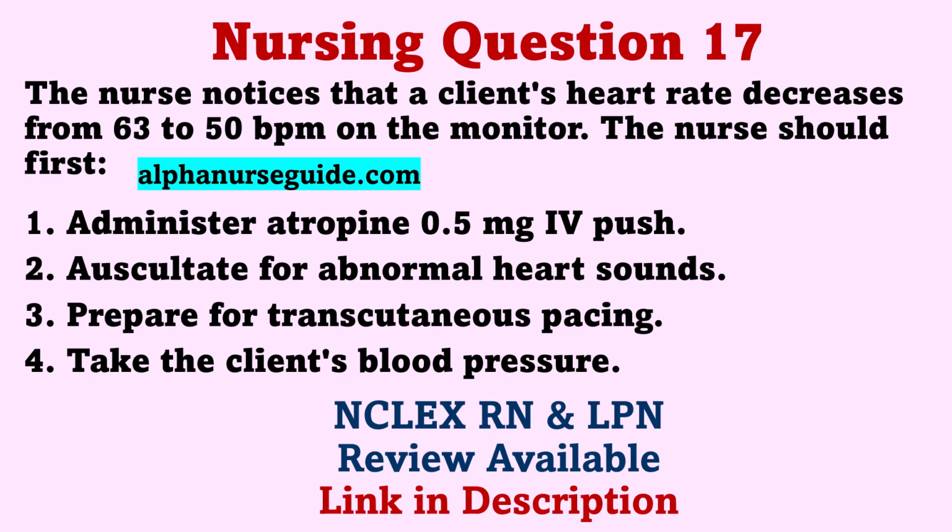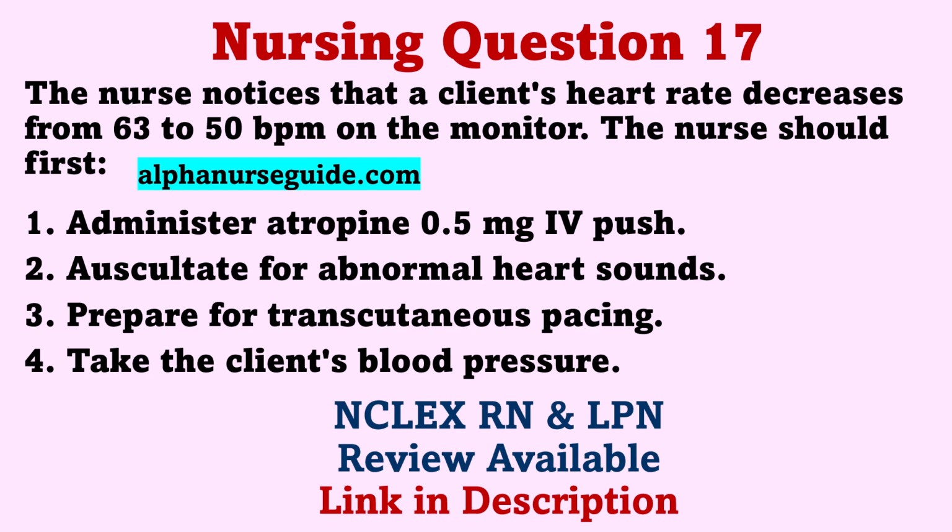The nurse notices that a client's heart rate decreases from 63 to 50 beats per minute on the monitor. The nurse should first: 1. Administer atropine 0.5 milligrams IV push. 2. Auscultate for abnormal heart sounds. 3. Prepare for transcutaneous pacing. 4. Take the client's blood pressure.